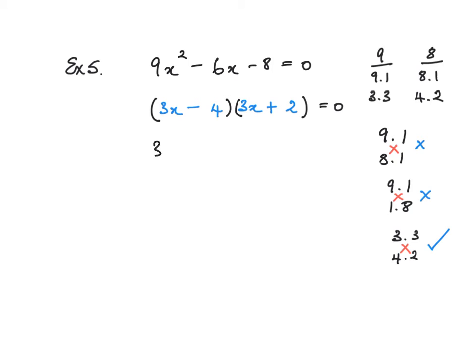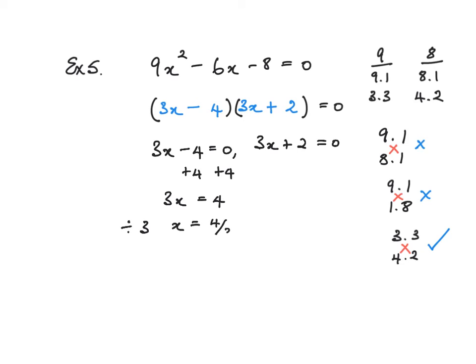Next line. And we set each of the factors equal to 0. Now we haven't discussed what this means yet, and that's okay. So we'll add 4 to both sides, and then divide by 3 to get x on its own. Here we'll subtract 2, so 3x equals minus 2. We'll divide by 3 to get the x on its own.